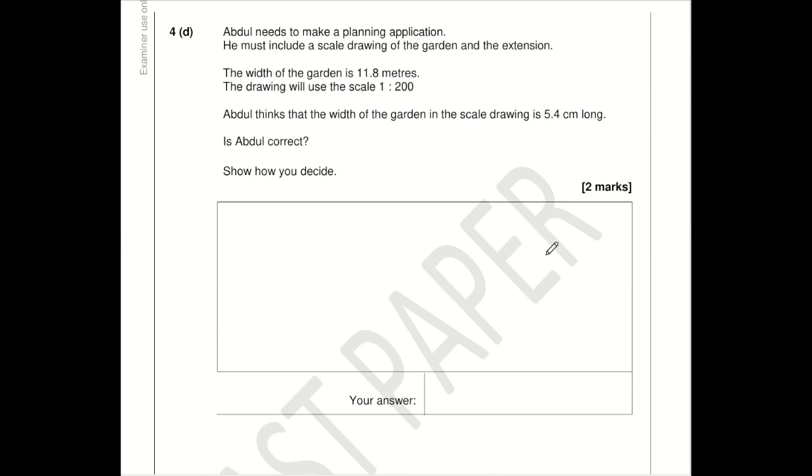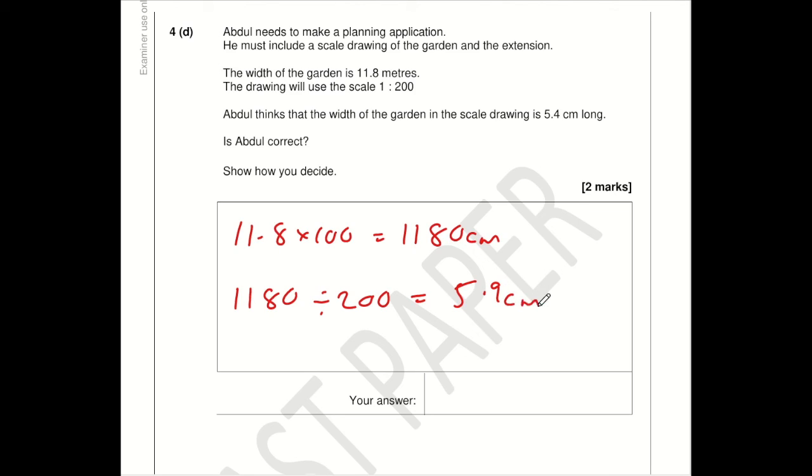Okay, so let's take a look at this one. The width of the garden is 11.8 meters, and the drawing will use a scale of 1 to 200. So basically the scale drawing is 200 times smaller, or the garden is 200 times bigger than the drawing. So first of all, let's turn the 11.8 meters into centimeters. That's 11.8 multiplied by 100, so that's 1,180 centimeters in real life. So the drawing is 200 times smaller, so all I need to do is divide this by 200. And 1180 divided by 200 is 5.9 centimeters.